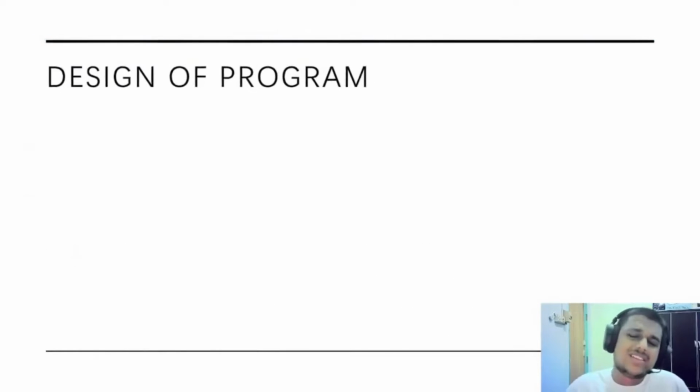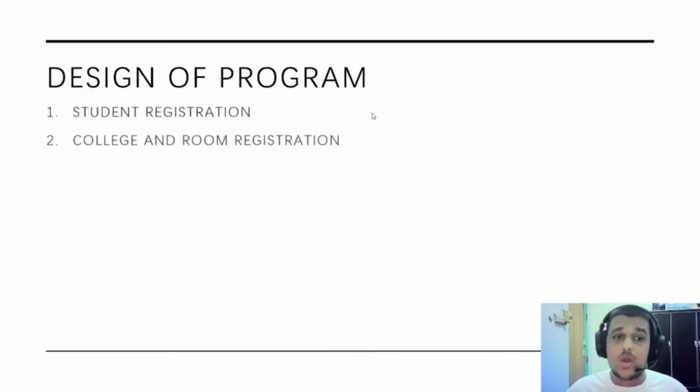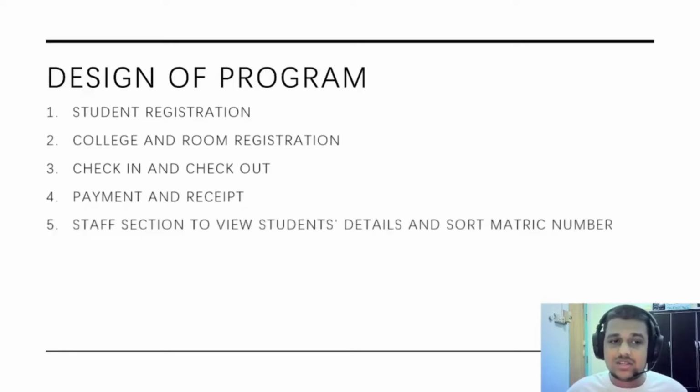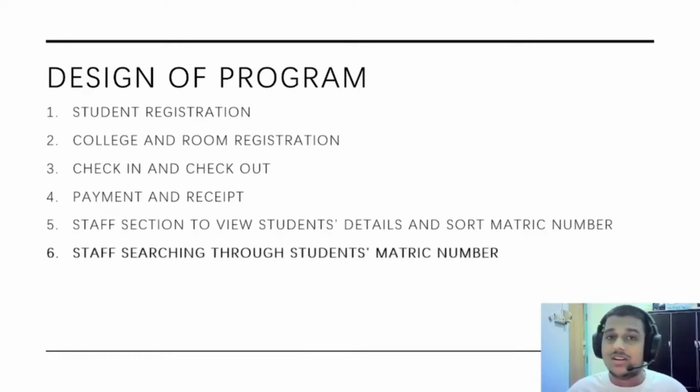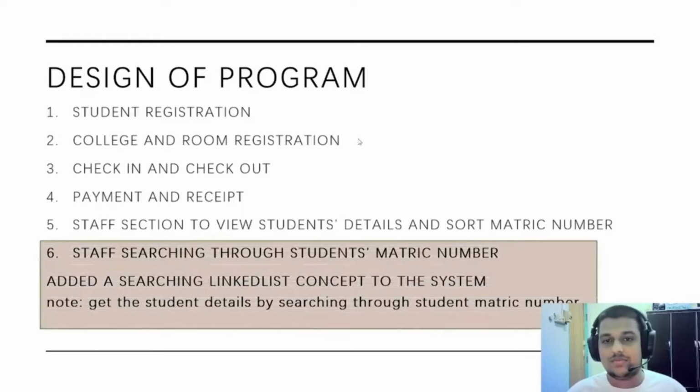In our assignment 1, the design of our system was pretty much explained. We had student registration, college and room registration, check-in and check-out, payment and receipt, and a staff section, where you can view students' details and sort by matrix number. This was all done in assignment 1, whereas in assignment 2, we replaced the sorting of matrix number with staff searching through students' matrix number. We added a searching linked list concept to the system to get the students' details by searching through the students' matrix number.